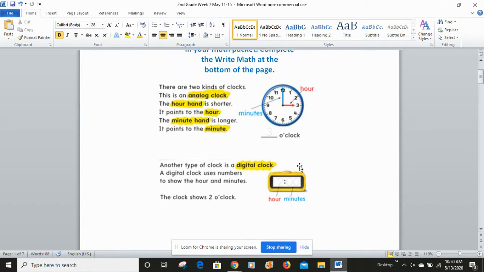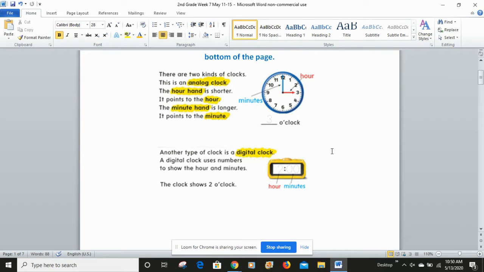The other type of clock is a digital clock, and the digital clock has just numbers on it, and it's one that's probably a little more typical for around your house. You might have one on a laptop or on an iPad or something electronic like a stove or microwave. So on this one, it has two little dots in the middle, and it uses hours on the left, minutes on the right. So you can see that there are 2 hours and 0 minutes. So we say that it is 2 o'clock.